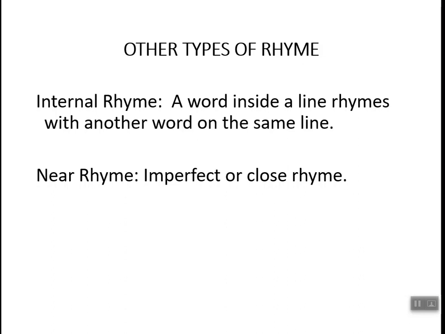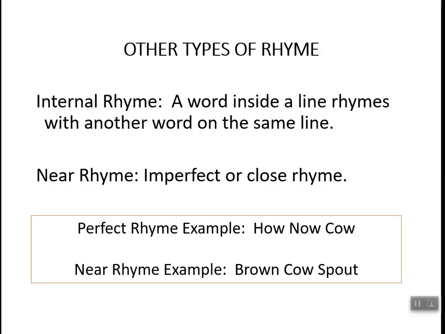Near rhyme is when we have imperfect or close rhyme. How now cow is perfect rhyme, meaning we have the OW and all that changes is the first letter. Brown cow spout is imperfect rhyme. We have assonance, which I'll talk about later, of this ow sound, but spout and cow don't really rhyme. They just sort of sound the same. This is used a lot of times in music too, when people want to sort of rhyme but not be really forced into it.